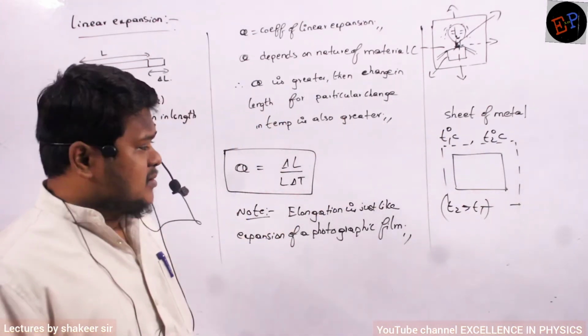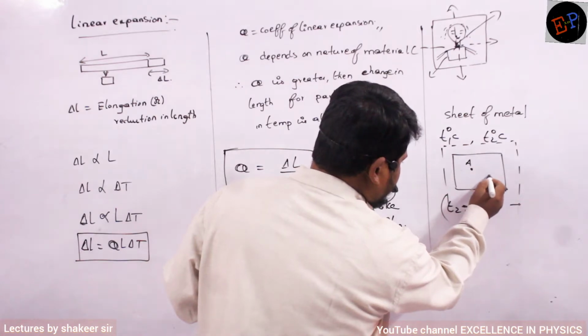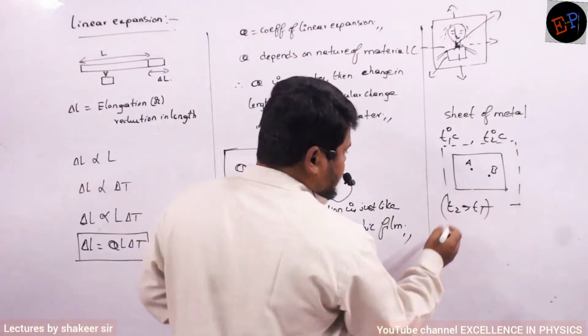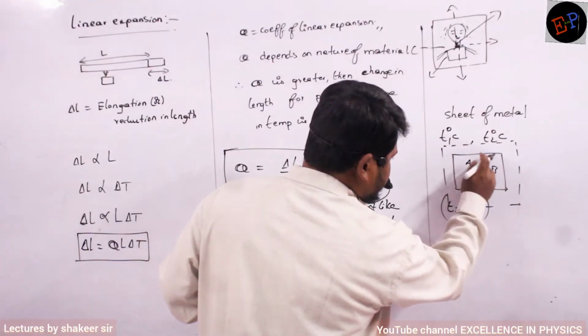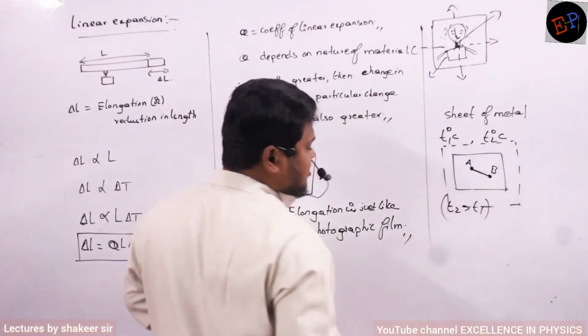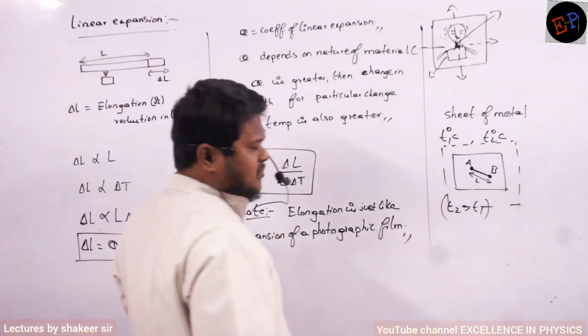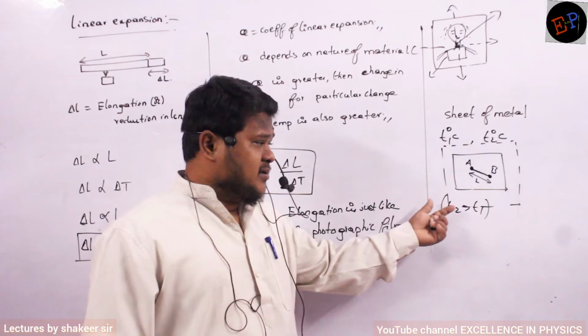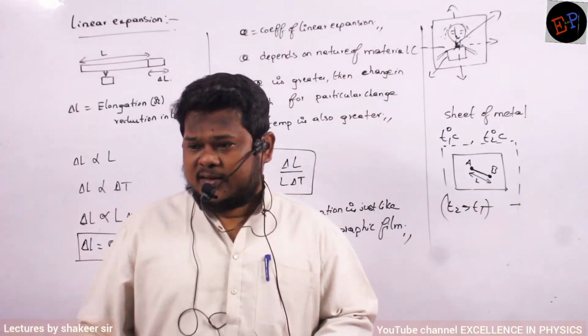Understood? No? Therefore, for example, this is point A and this is point B. Okay? So this is the initial length between these 2 points. So there is one point A on this sheet and there is one more point on this sheet. So the initial length between these 2 points is L. But if I am heating this sheet, it is not expanding lengthwise. The sheet is expanding area wise.